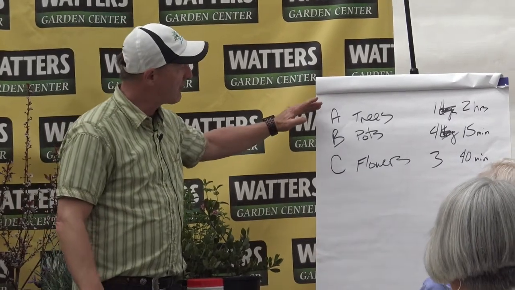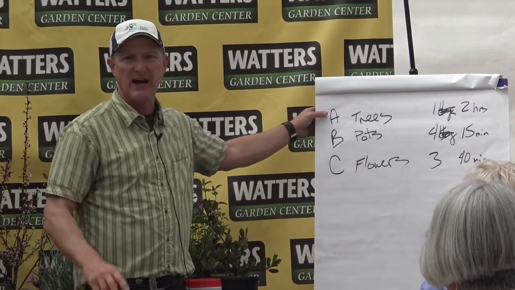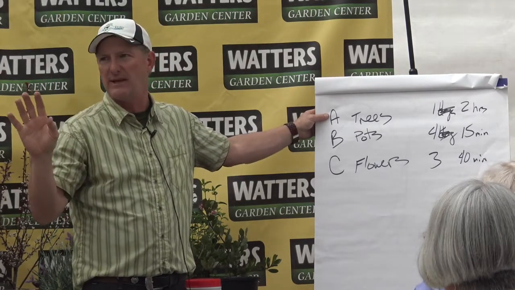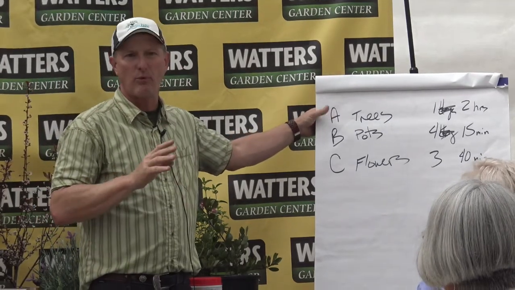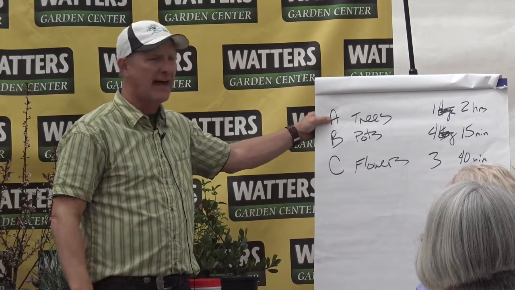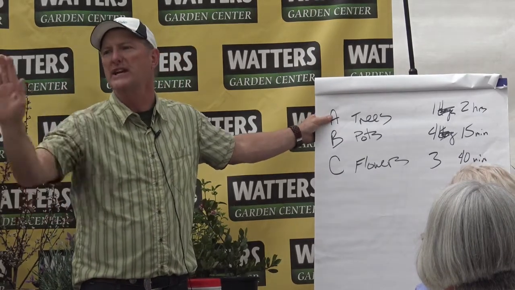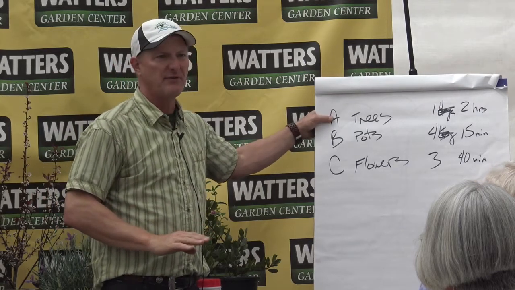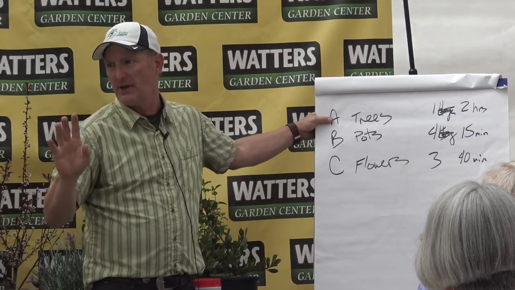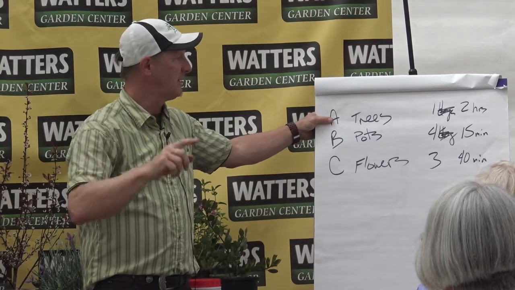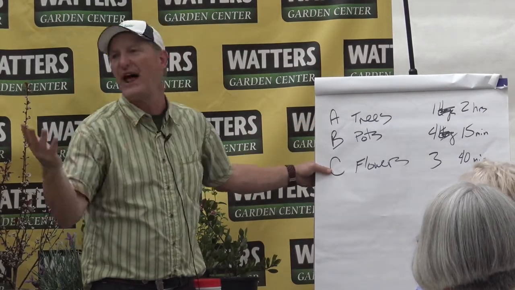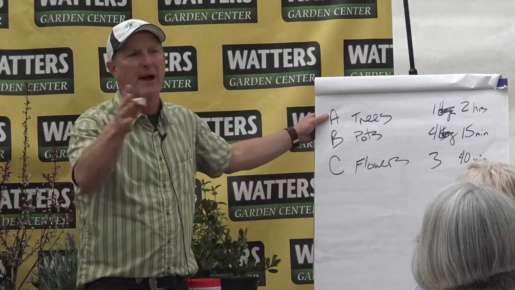So here I broke down A, B, C. I tried to break down my system by how things are going to need to be watered. So generally, I'll pick one of the letters, and I'll say, that's going to be my trees. That's going to be my tree system. And so I'll put all my tree valves on the A system. So A will run all at the same time. Then B will be my pots, because I do a lot of pots. And C will be my flowers. Then for you, it might be your vegetable garden.